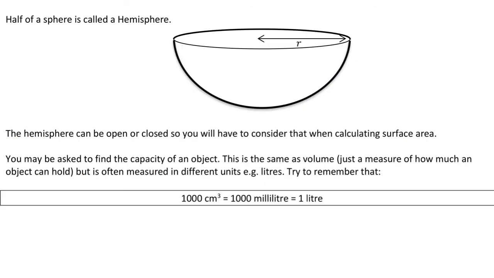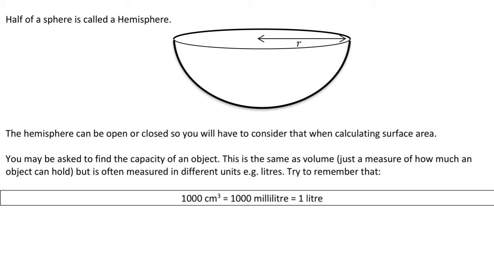Now, half a sphere is called a hemisphere. That shouldn't come as a surprise to us since we live in the northern hemisphere, which is the northern part of the Earth. So we've got the northern and the southern hemisphere. And a hemisphere, again, can be open or closed, depending on what we need to consider whenever we're thinking about surface area. We may be asked to work out the capacity of an object.